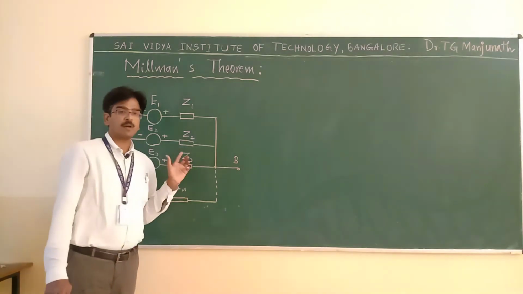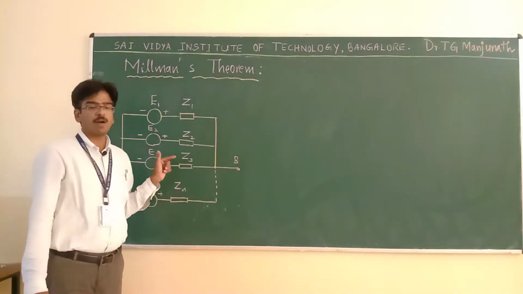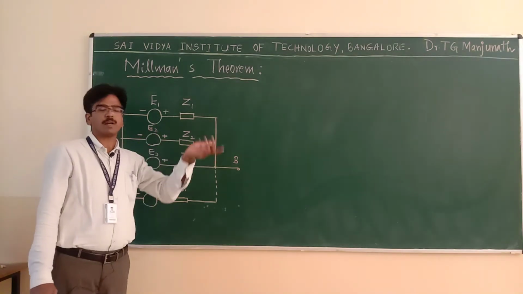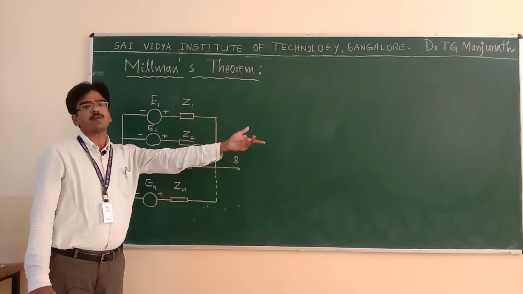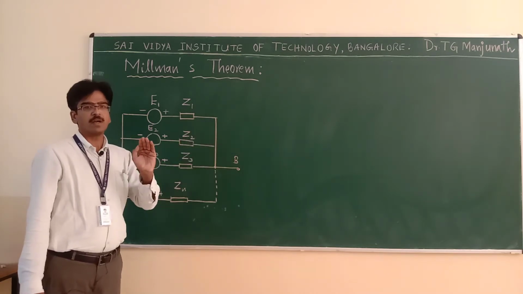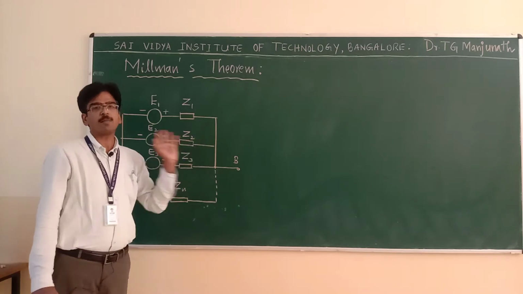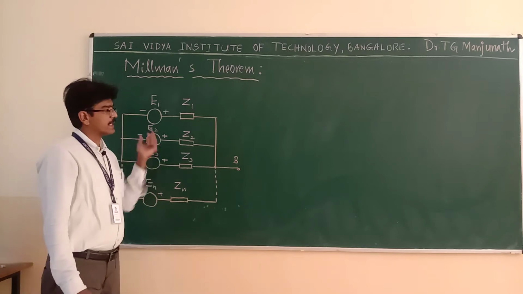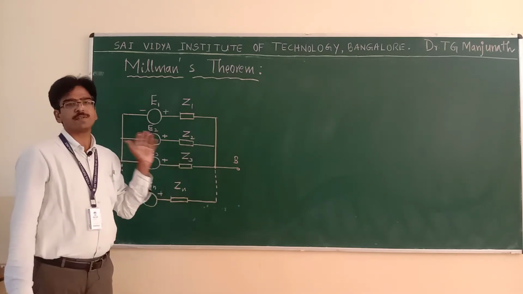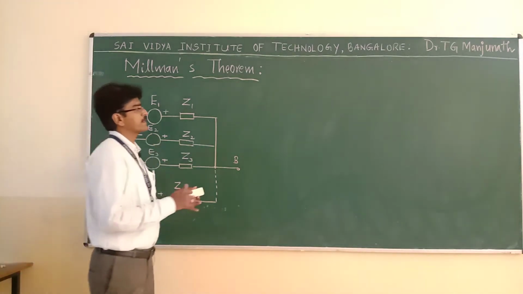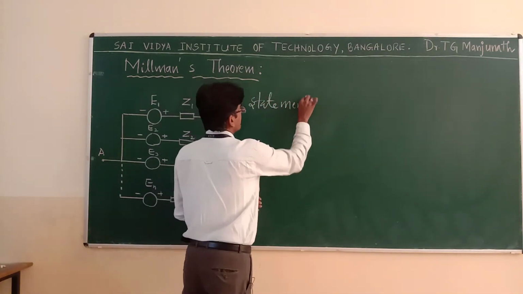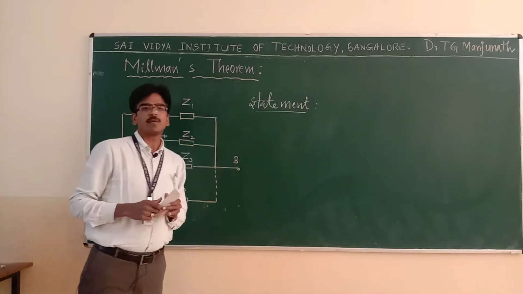But when you are applying this theorem and solving problems on it, you no need to convert each voltage source into an equivalent current source to get a single voltage source. You just have to make use of one simple formula obtained by the proof of this theorem to get a single voltage source. That is the advantage of this theorem. So, now what is the statement of this theorem?